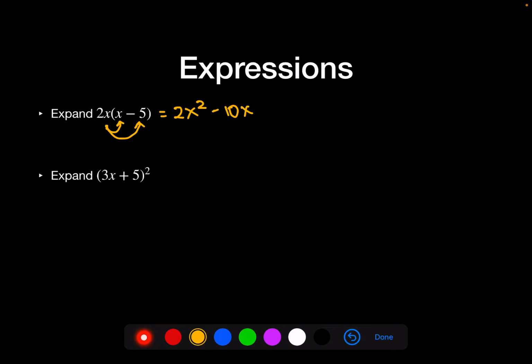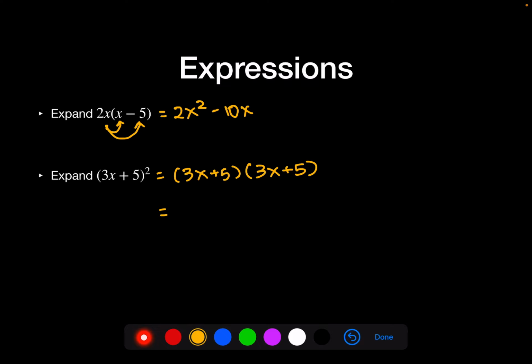The second question is a little bit more complicated because we have a square. But remember what a square is: it's basically just multiplying the thing that's being squared by itself. So we're taking the thing inside the bracket here, which is 3x plus 5, and multiplying it by itself. So that's 3x plus 5 times 3x plus 5. We have a double bracket here to expand. Now don't be scared of double brackets. It's really the same as single brackets. You're just taking the thing in front and multiplying it by the two terms. The only thing different now is that there are extra steps.